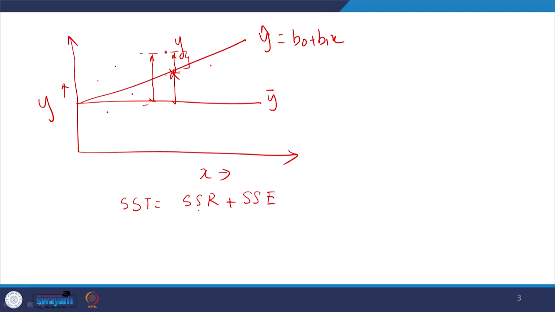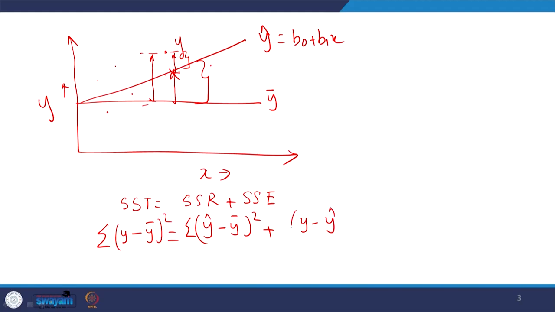What is SST? This point is y, and the total error is y minus y bar whole square, sigma. That is SST equal to, this much portion, the error y hat minus y bar whole square, sigma, plus SSE, the unexplained error. What is the unexplained error? Y minus y hat whole square, sigma. So the total error is regression sum of square plus error sum of square.